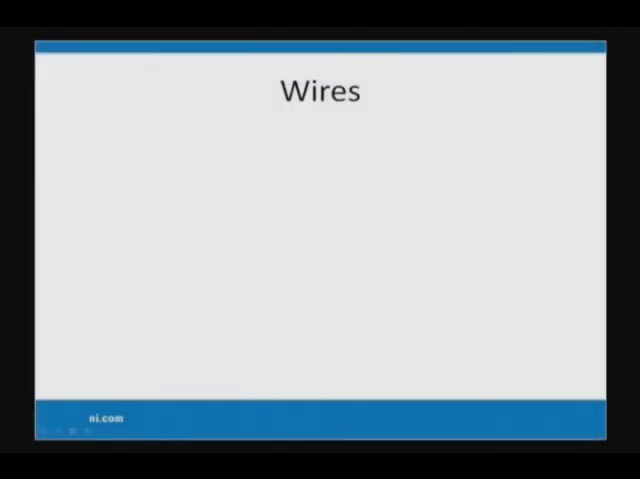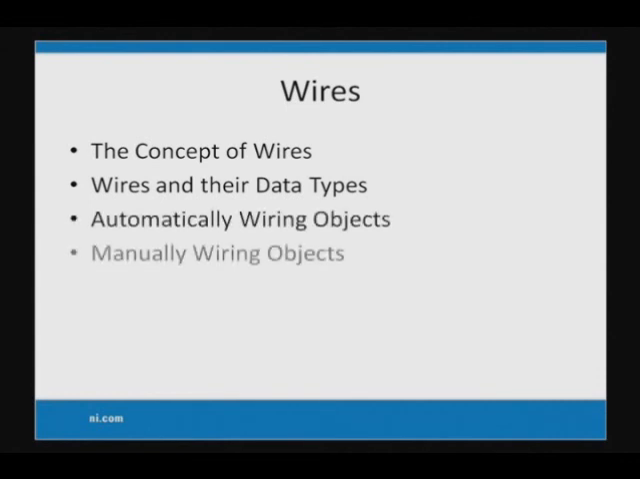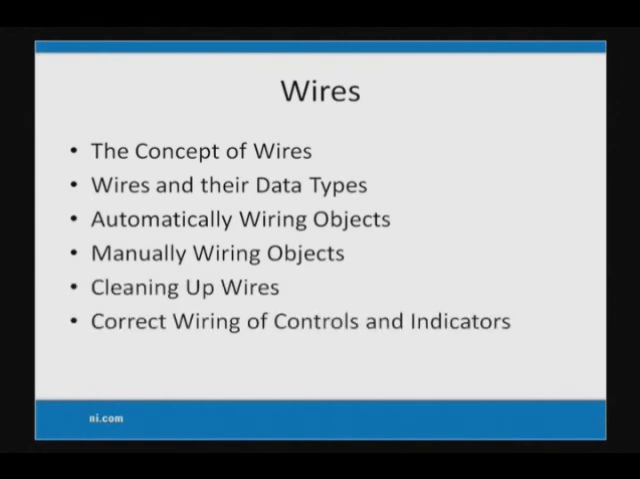In conclusion, we've covered the concept of wires and their data types, automatically wiring objects, manually wiring objects, cleaning up wires, and the correct wiring of controls and indicators.